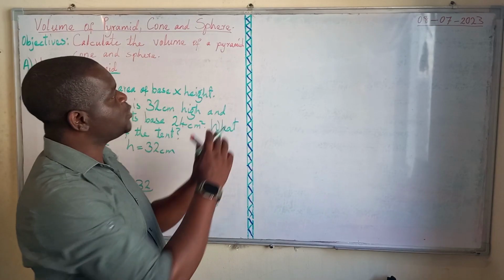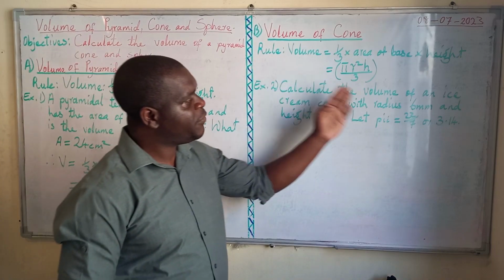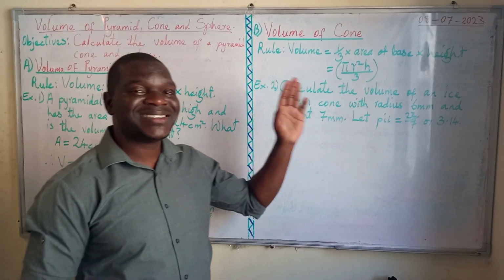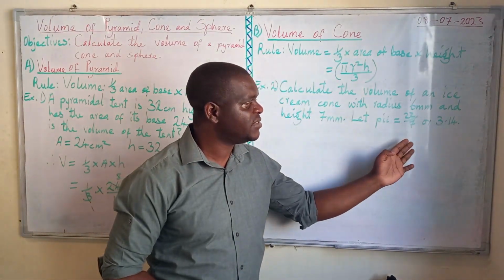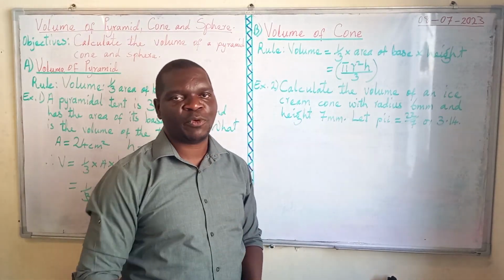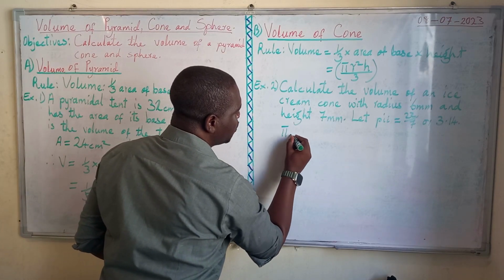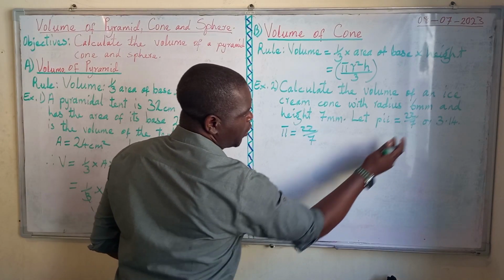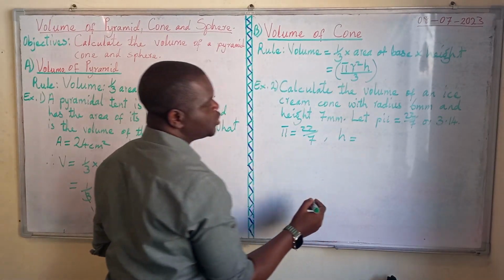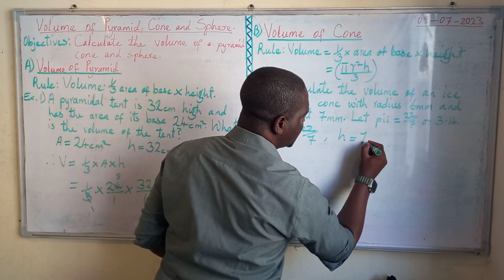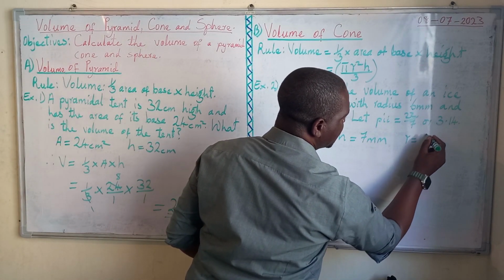Now let's look at how to calculate the volume of a cone. Our second example says calculate the volume of an ice cream cone with radius 6 millimeters and height 7 millimeters. Let pi equal to 22/7 or 3.14. In this case, we simply identify what we need, and we need the pi, which is 22/7. If you want to take the decimal, it's up to you. Then we need the height, which is 7 millimeters. And we equally need the radius, which is given as 6 millimeters.